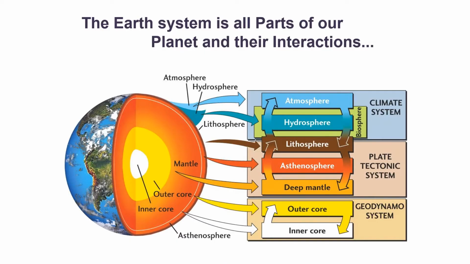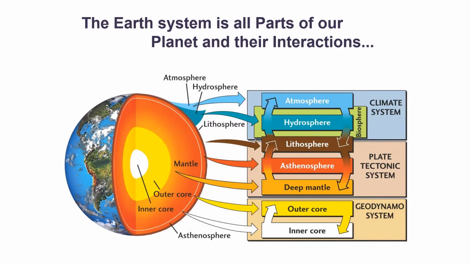So as mentioned in the video, we have three major parts or systems. We have the geodynamo system, the plate tectonic system, and the climate system. In the geodynamo system, we have already discussed that the inner core and the outer core are in charge of the magnetic field of the Earth.